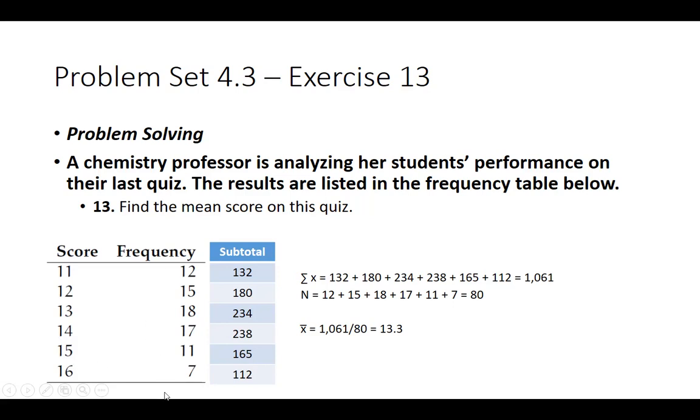So if we add up the frequencies, 12 plus 15 plus 18 plus 17 plus 11 plus 7, that'll give us the number of students that we're looking at.